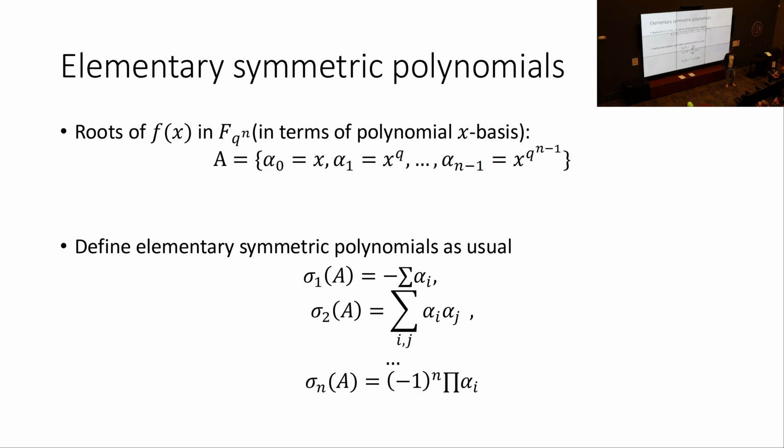Now, since x is one of the roots of little f, the other roots are given by the Frobenius. This is very basic finite field theory, and we define the elementary symmetric polynomials by the sum and the product of the roots. Let's define them using these sigma i's. They are the elementary symmetric polynomials.